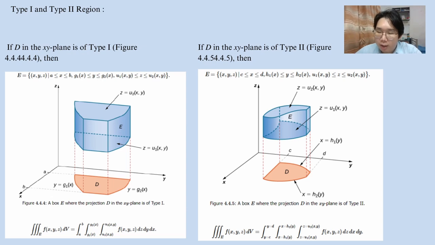And then let us come to the right side for the type 2 region. If D in the xy plane is of type 2 region, as the figure shown below, which means that E equals {(x,y,z) | c ≤ y ≤ d, h1(y) ≤ x ≤ h2(y), u1(x,y) ≤ z ≤ u2(x,y)}. In this situation, the region can be defined as a type 2 region, and you can define the function as shown at the bottom of the figure. That's the function for type 2 regions. By comparing these two regions, you can clearly see the difference between type 1 and type 2 regions of triple integral.